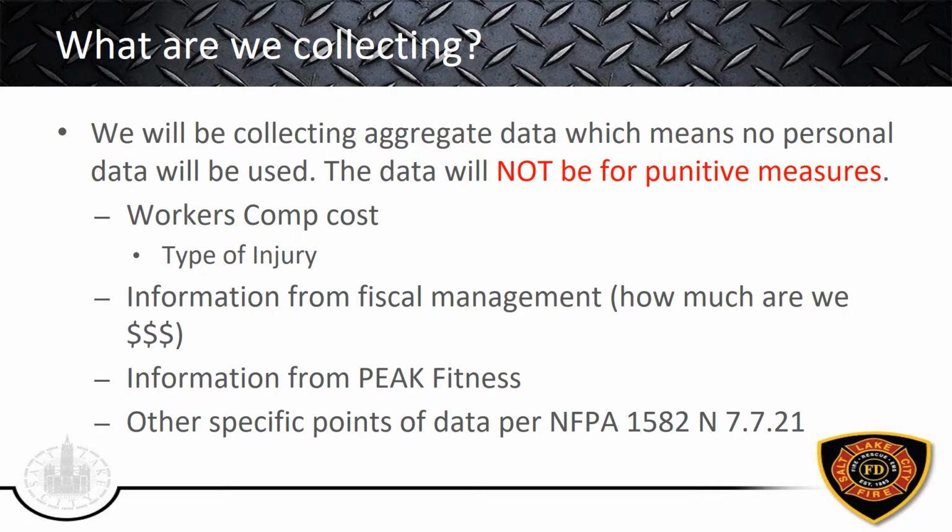Workers' comp costs, type of injury, these are things we'll be collecting. Information from fiscal management, like how much are we spending. We'll get information from Peak Fitness, and again, it's aggregate data. It's just number of people that passed, failed on certain aspects of the test, and then we'll be collecting other specific points of data per NFPA 1582.